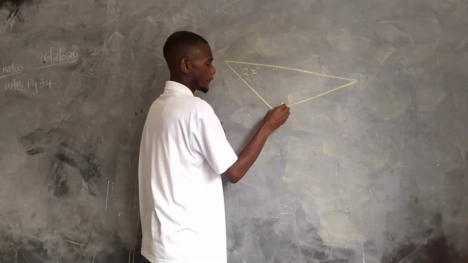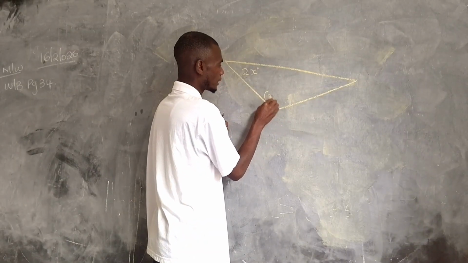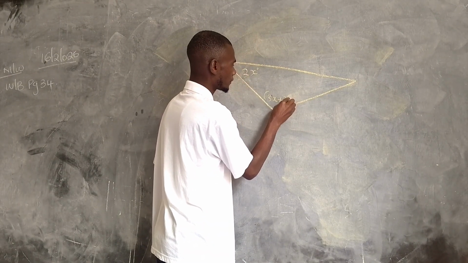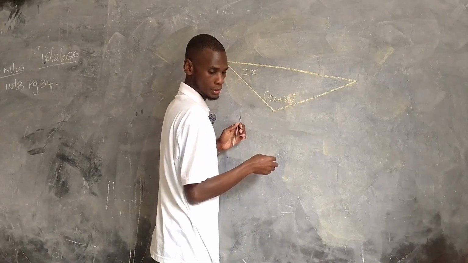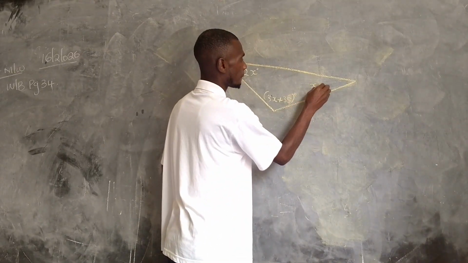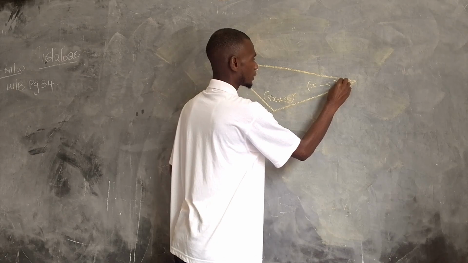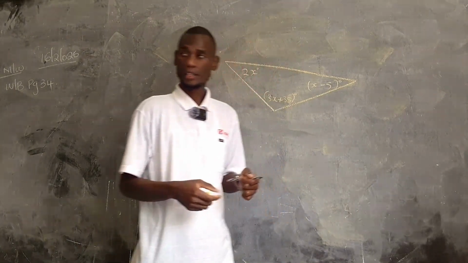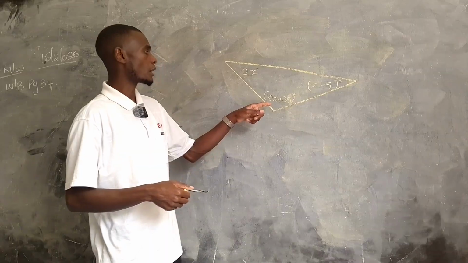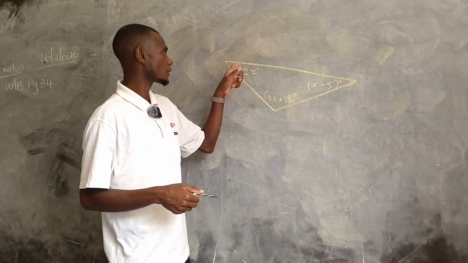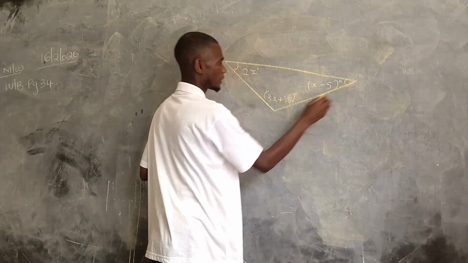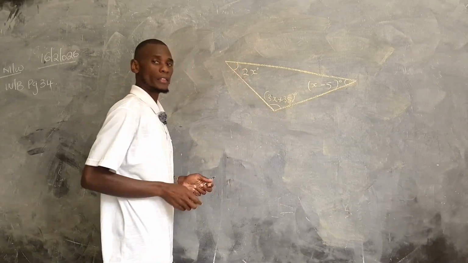2x degrees. This side is 3x plus 35 degrees. Remember, they are angles. Then this one is x minus 5 degrees. So the question can be told, determine the size of each angle in the triangle. You are told to find the size of each angle. So what is the size of this angle? What is the size of that angle? And what is the size of that angle?